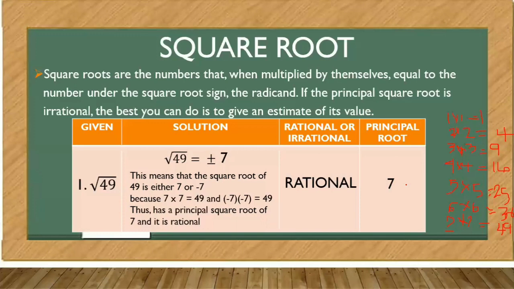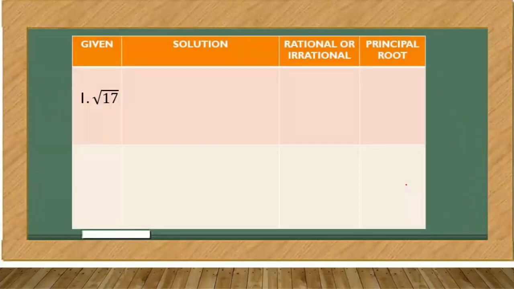Alright? Next, another given. Square root of 17. So, meron po ba tayong dalawang number na pag pinag-multiply sa sarili nila, yun ang magiging sagot? Meron po ba tayong number? So, wala po, di ba? So, it means, square root of 17, ang kanyang principal square root is also positive and negative square root of 17. Kasi wala ka namang number na pag pinag-multiply sa sarili nila, 17 ang sagot. So, that means, square root of 17, the answer is positive and negative square root of 17.